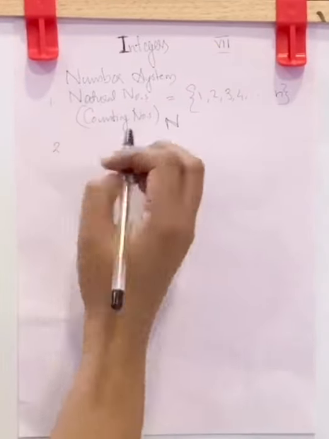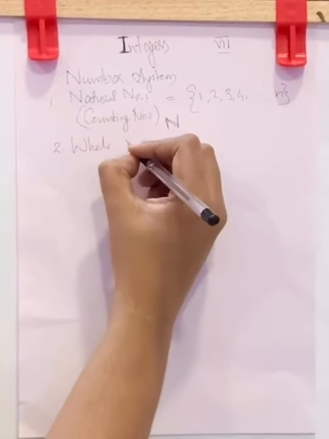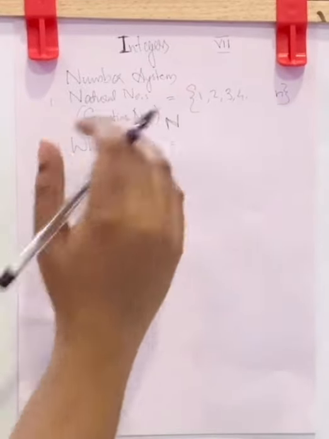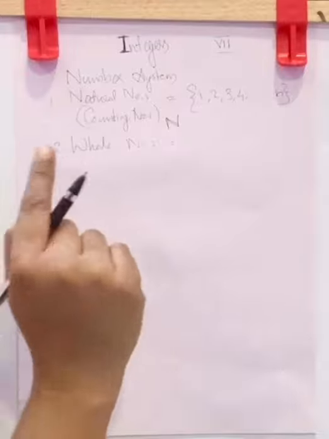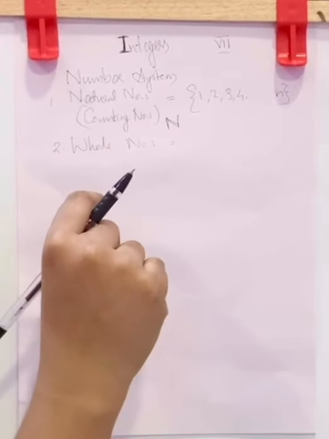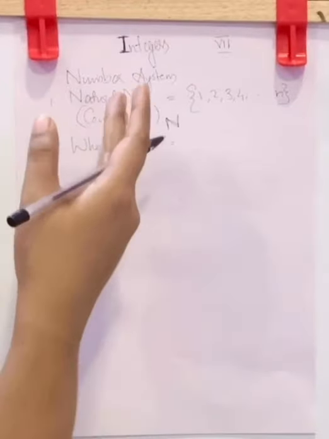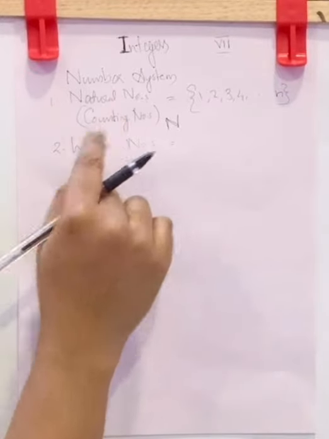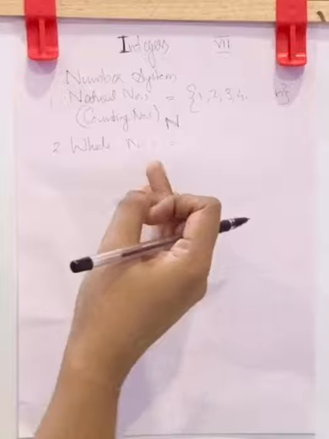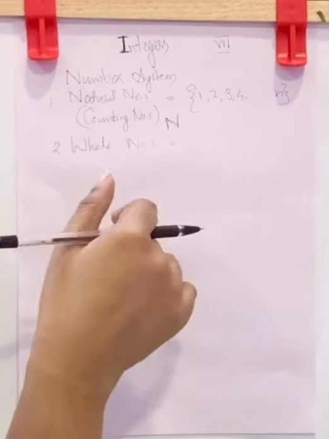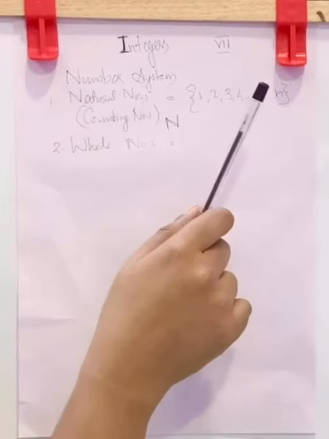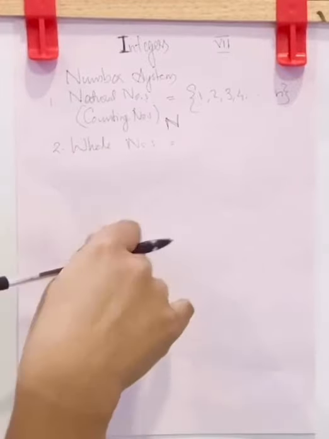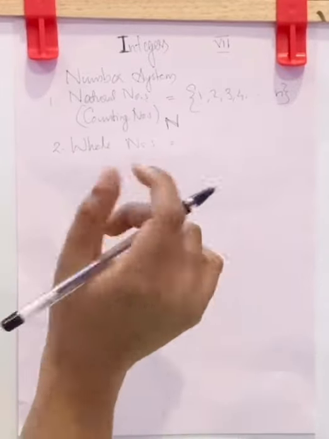Now, the second one is whole numbers. The whole number set is the same as natural numbers, but one more number is added, and that is 0. The reason we added 0 is that in natural numbers, if we count 1, 2, 3, 4, 5, 6, 7, 8, 9, after 9 you want to write 10, and in 10 you can find 1 and 0. So for getting higher numbers, we needed to invent 0.